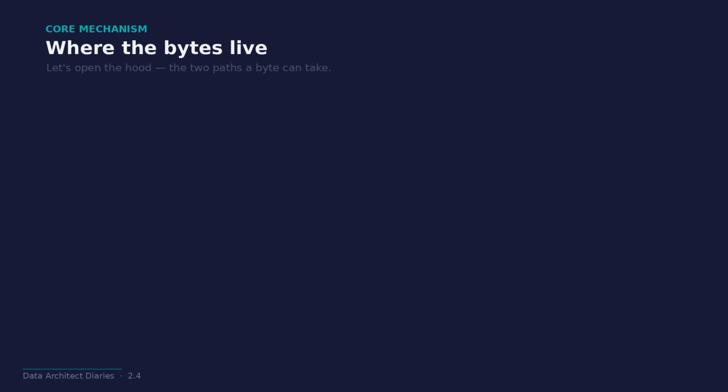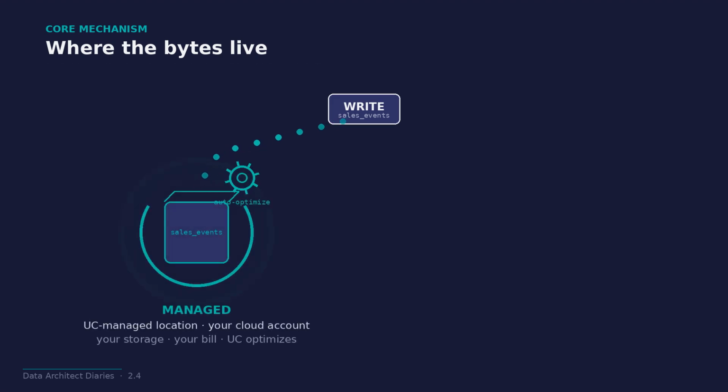Let's open the hood. I want you to see the two paths a byte can take. When you write to a managed sales_events, the data flows into the Unity Catalog managed storage location, a path Unity Catalog controls inside your cloud account. Note that it's still your cloud storage, your account and your bill. Unity Catalog just decides the folder layout and runs optimize on it automatically.